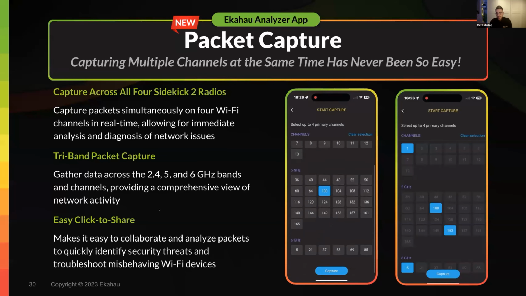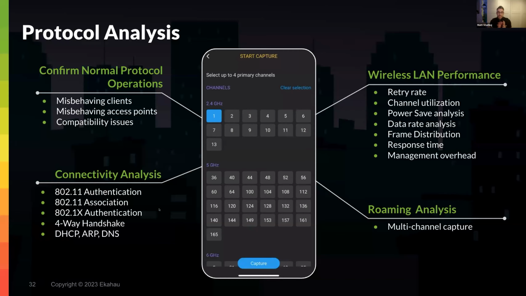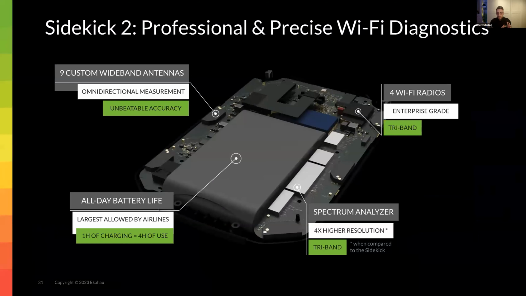If you head to the next slide, please, Rasika. Thank you. The reason it's so easy to capture packets on multiple channels at the same time on 6 GHz is because inside the Sidekick 2, we have 4 Wi-Fi radios that are capable of listening on 6 GHz. That means we can set those radios to listen and capture those wireless packets over the air on 6 GHz. So the next slide, please, Rasika.